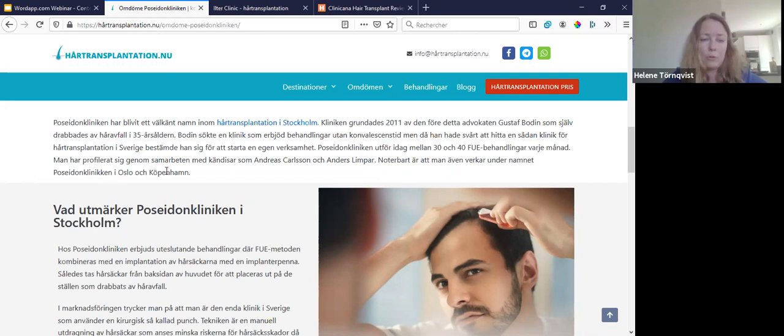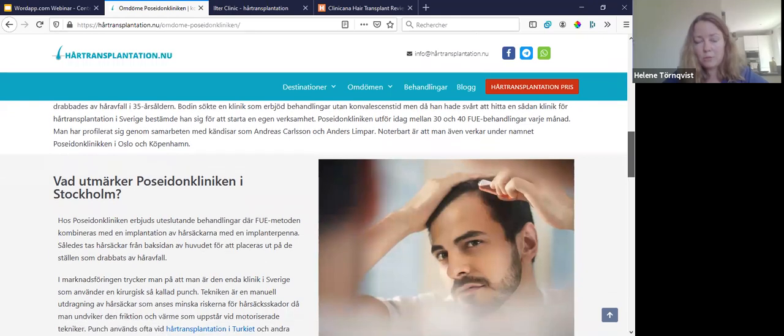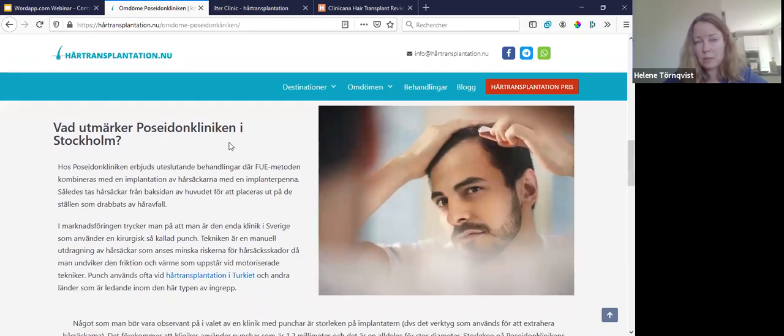It's always good to include locations. I saw when I did a keyword search that Poseidon Kliniken in Norway and Oslo, and Copenhagen also came up. Can also be interesting for Swedish readers to know, and also good for people actually searching on it in Google. My first H2, I'm also including a location. So in this case, Stockholm, as it has a lot of searches.